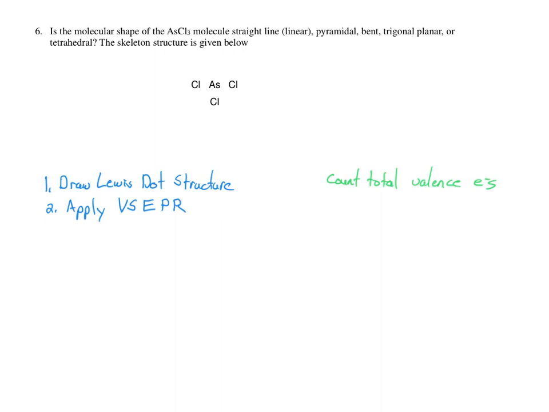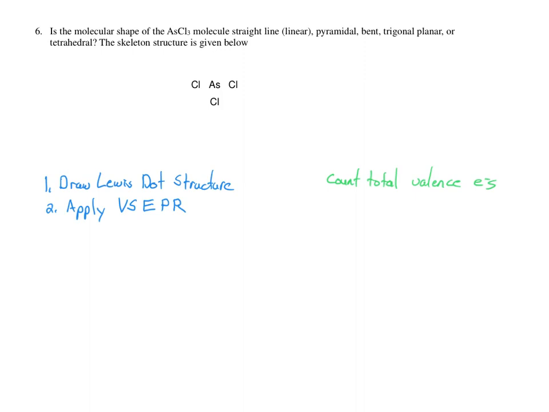So we're asked to determine the molecular shape of a molecule when we are provided its formula. The first step is to draw the Lewis dot structure, and then we're going to apply VSEPR. First step in drawing the Lewis dot structure is to count up the total number of valence electrons.